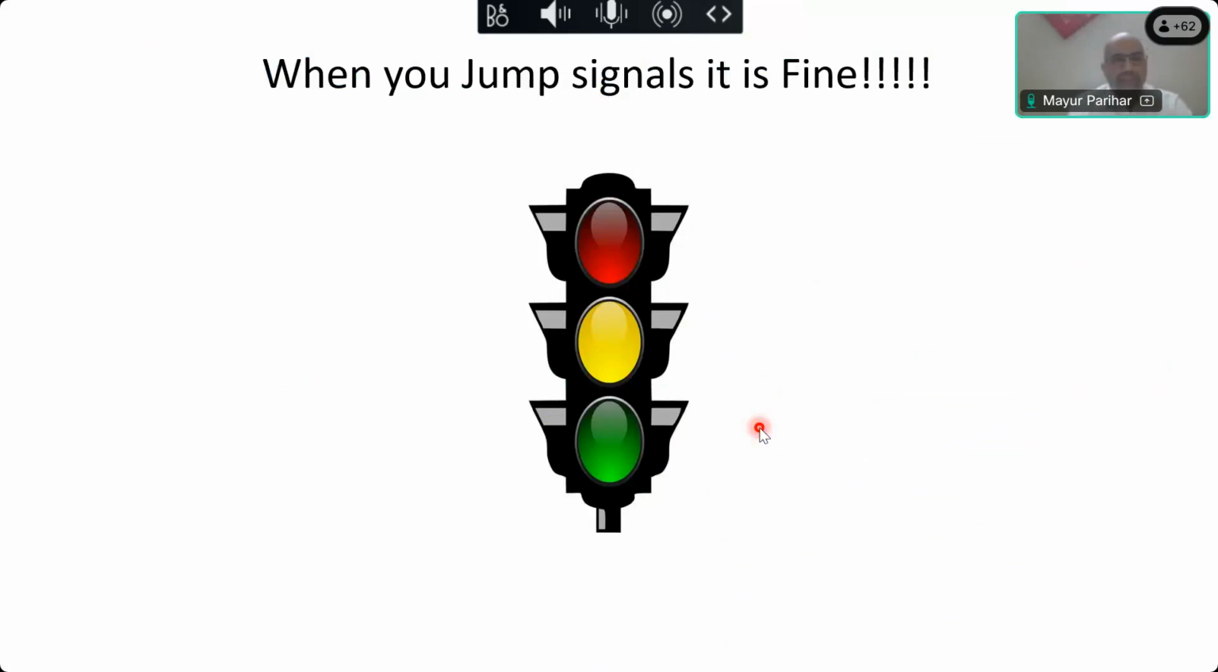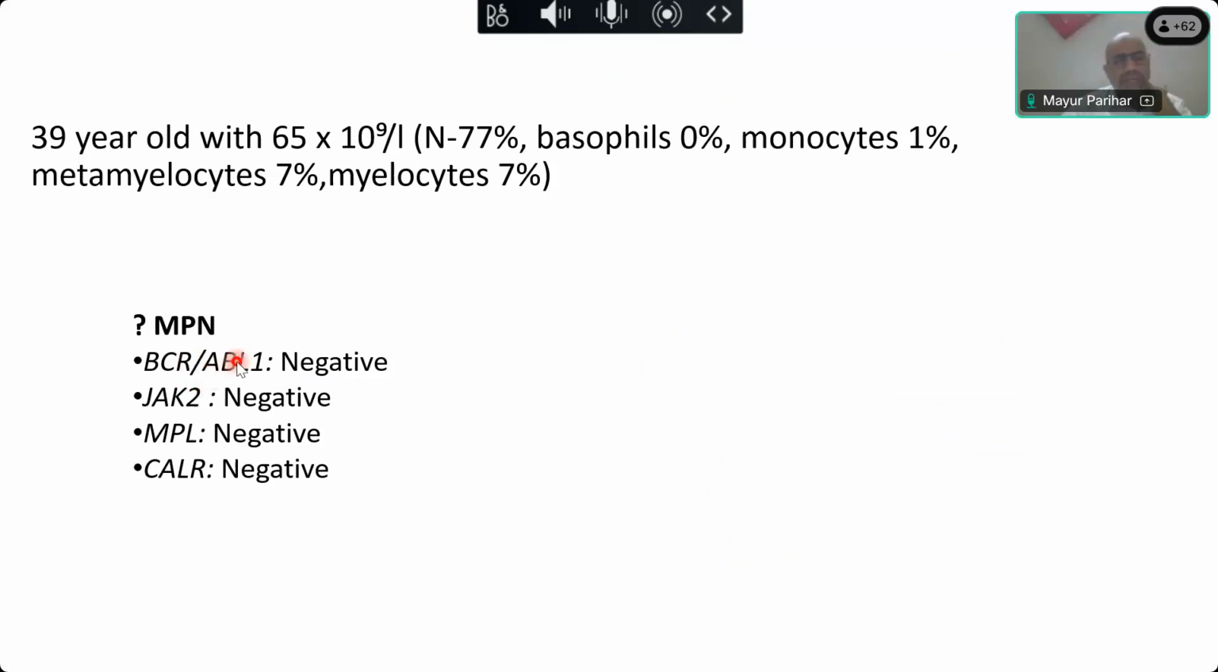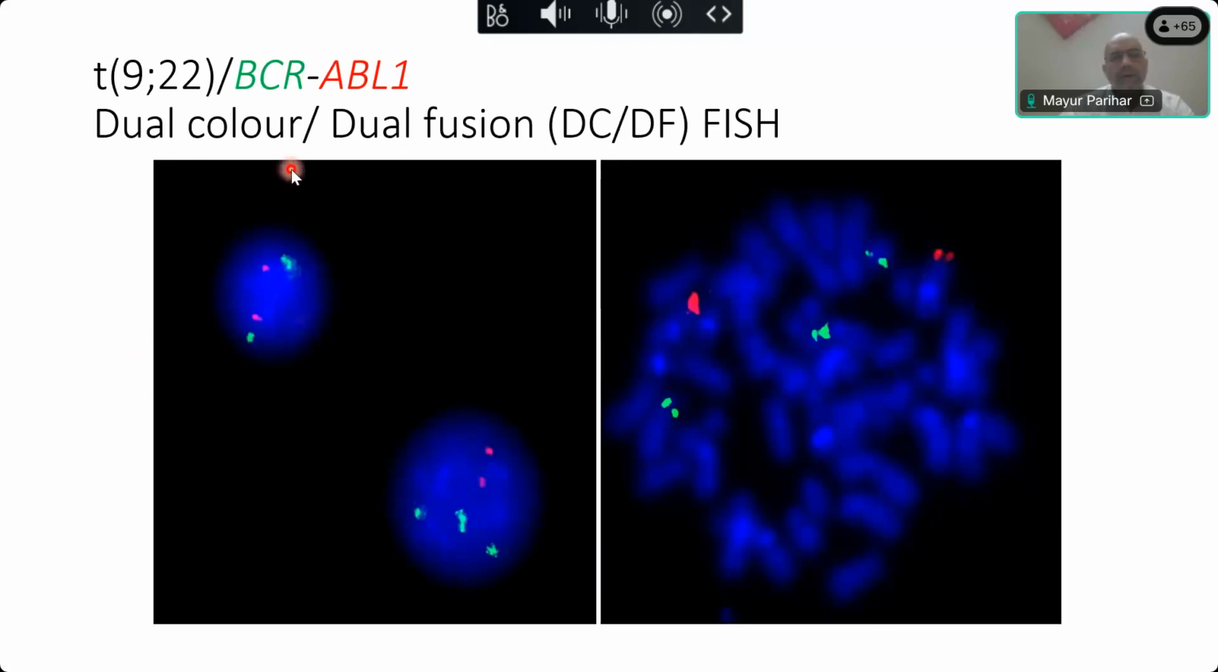Now, let me show you an interesting case. I like to name my cases, and this case I would like to call, when you jump signals, will tag to a BCR. So whenever you get an MPN, of course, you look for a BCR-ABL, and that was negative in this patient. Then molecular studies were done, where JAK2 mutations, MPL mutations, and CALR mutations were all negative.